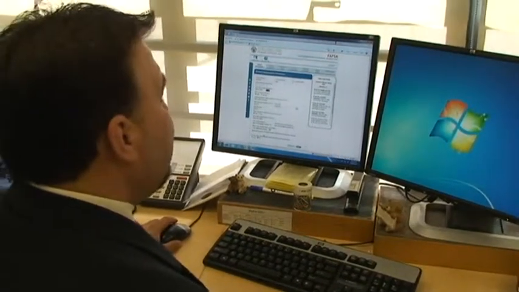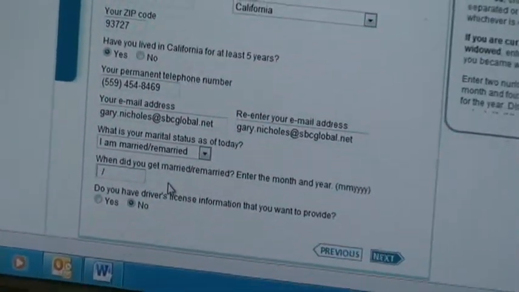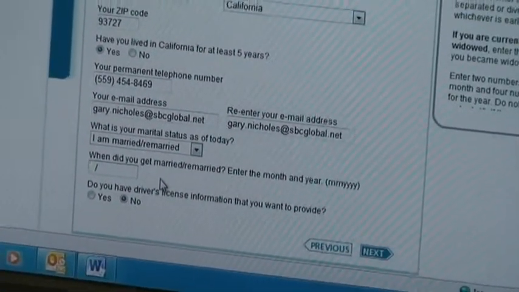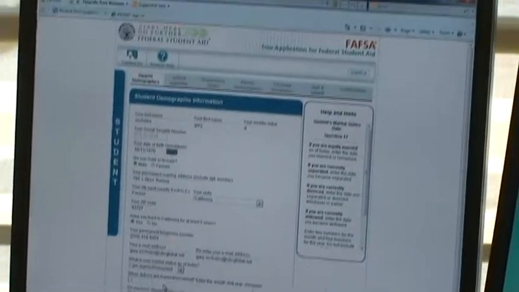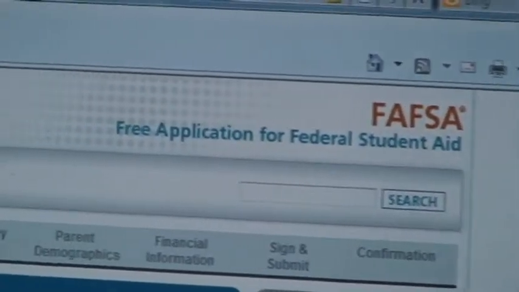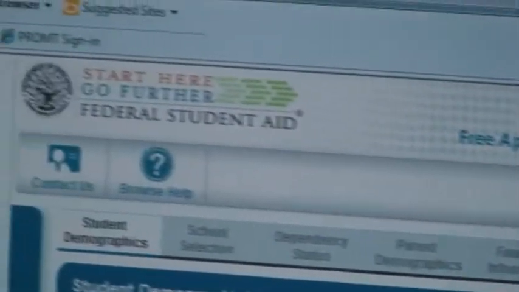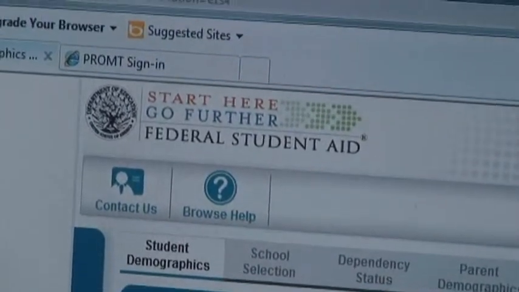If you do not provide an email address, you'll get your information through the mail in about 4 to 6 weeks. That's a long time to wait on your status of your financial aid. But once again, if you provide an email address, you'll get it in less than a week, 5 business days, you'll have the results of your FAFSA. That is fast service for you. So you want to know your information right off the bat, and you want to provide that email.